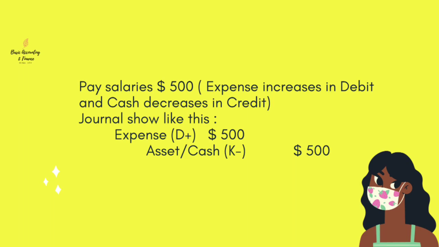Here we have an exercise and journal for an expense. When I pay salaries of $500, this has the effect of increasing expenses, which in turn decreases cash in order to pay for the salaries. The expense account salaries will be debited, and on the other side, the cash account will be credited. The journal will be debit salary expenses, $500, credit cash, the asset account, $500.